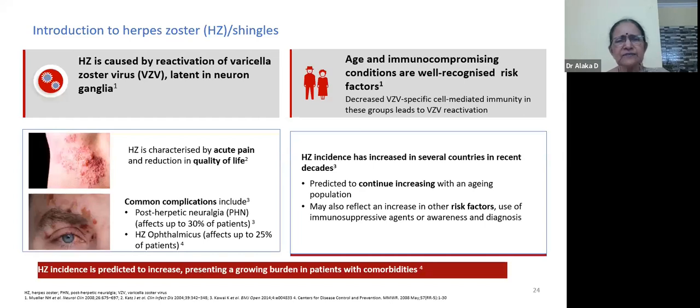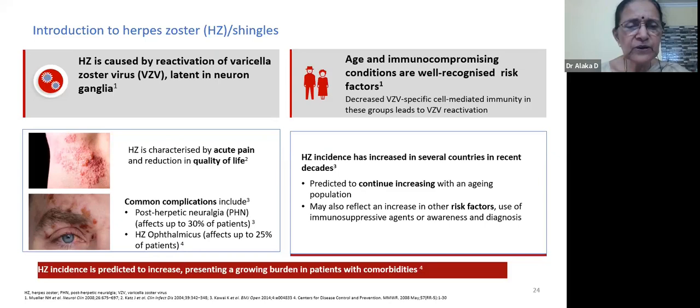Now let me just talk to you about herpes zoster. Previously, we used to believe that once you get chicken pox when you are young, the immunity is lifelong. But then we found that this virus remains latent in neuron ganglion and it gets reactivated. Varicella zoster virus gets reactivated when there is any compromise with the immune system.